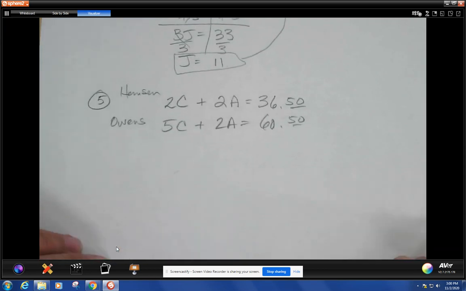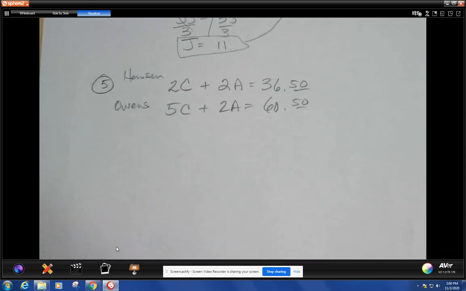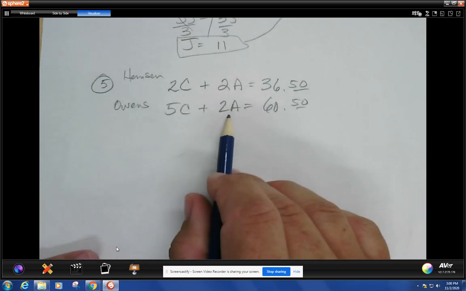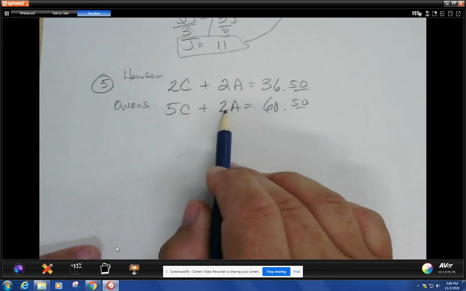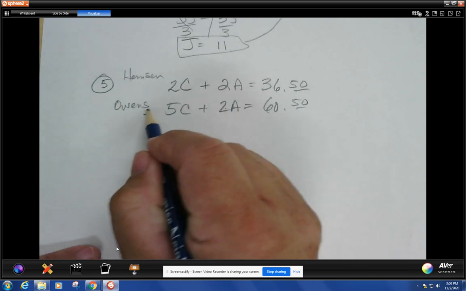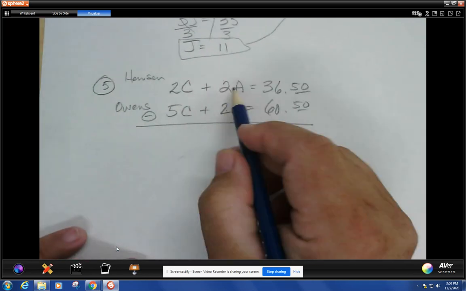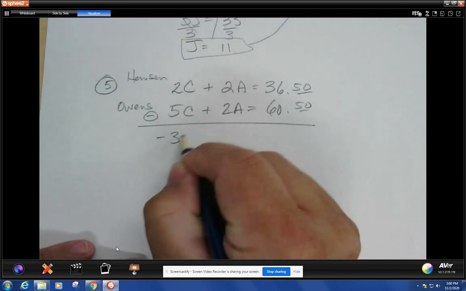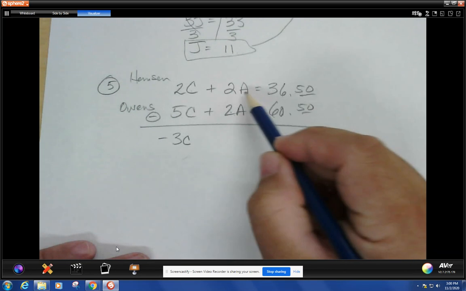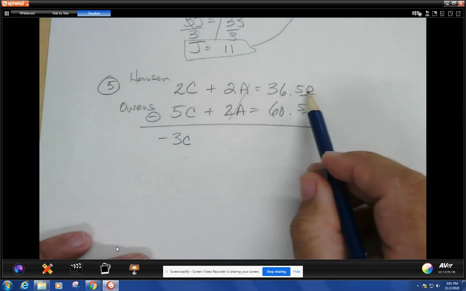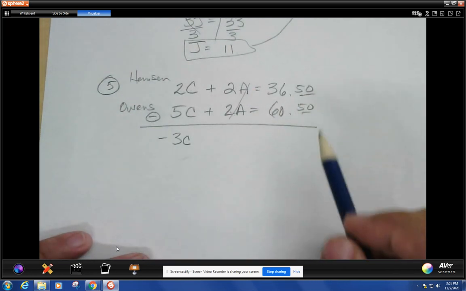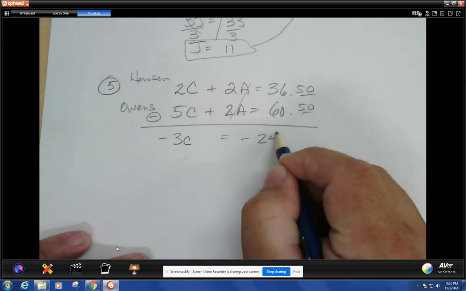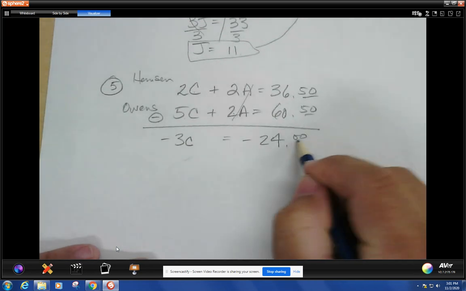Now, if you're a person like me and you like doing the elimination method, then you're going to see pretty quickly that right here, this is really set up nice for elimination, okay? I've got these that are the same coefficient. So I can use subtraction because that's going to eliminate the A for me. And I've got 2C minus 5C. Well, that equals negative 3C. 2A minus 2A is going to go away. And I'm going to have $36.50 minus $60.50. So that is going to leave me with negative $24.